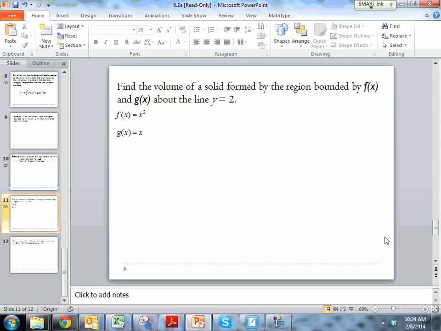Okay, we have a volume formed by x squared and x, and we're going to rotate it about the line y equals 2. So we no longer are rotating around the x-axis, we have a different axis of rotation. It is not going to change a whole lot. It'll just change a little bit of how we find our radius.